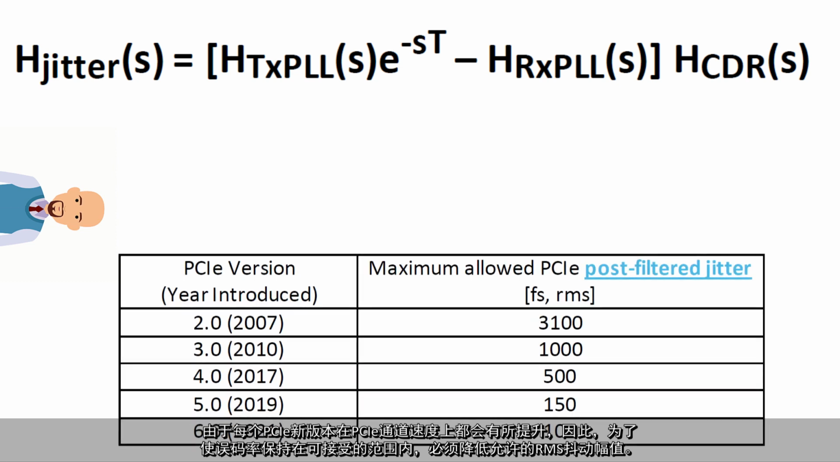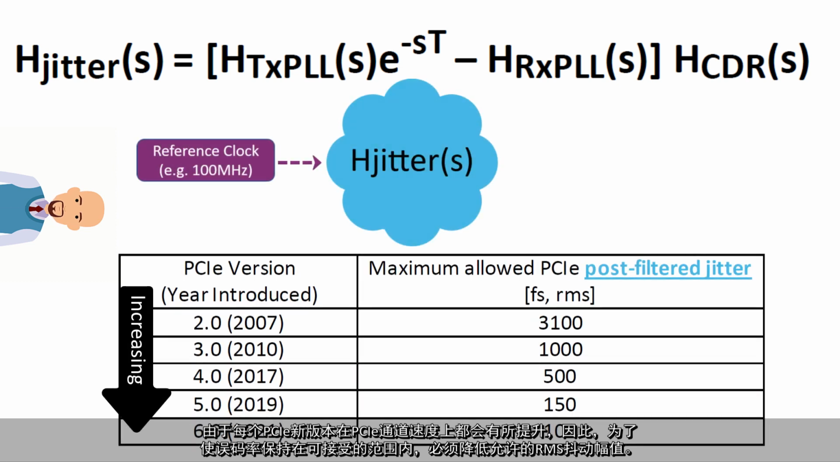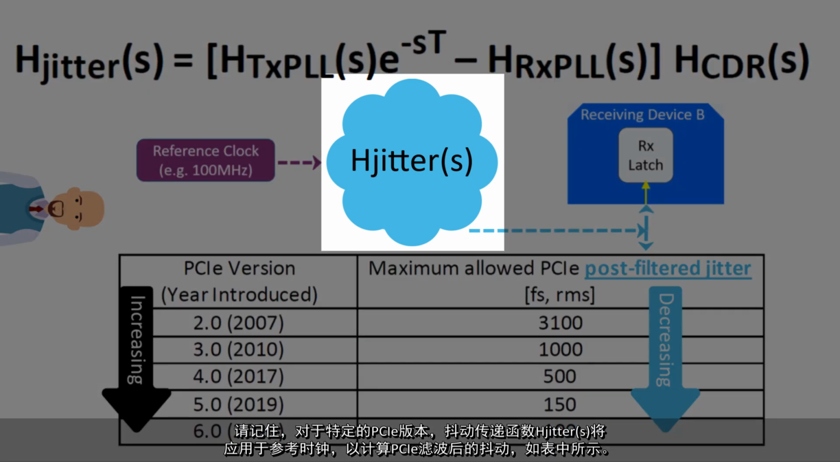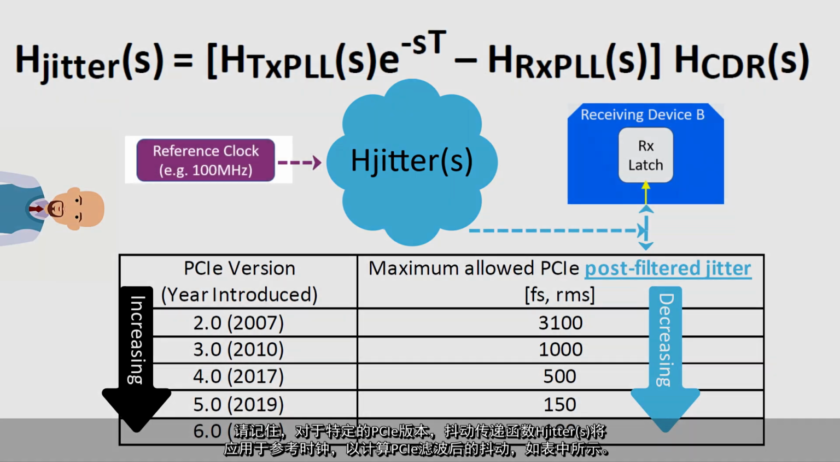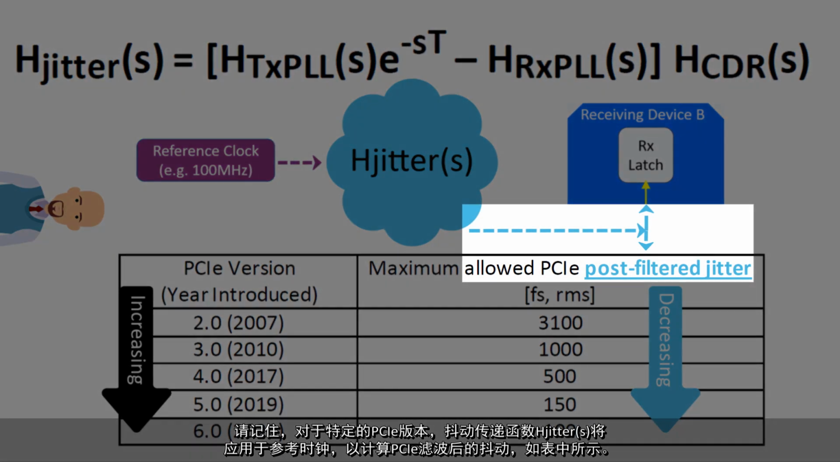As PCIe lane speeds have increased with each successive PCIe version, the magnitude of the allowed RMS jitter has had to decrease in order to maintain acceptable bit error rates. Remember that the jitter transfer function, H jitter of s, for a specific PCIe version is applied to the reference clock to calculate the PCIe post-filtered jitter, which we show in this table.